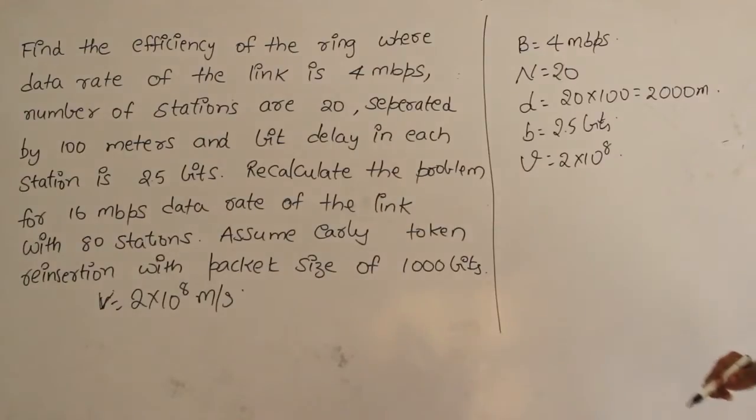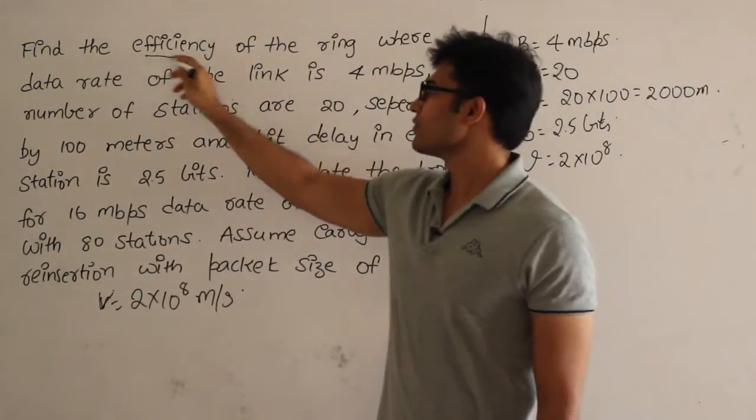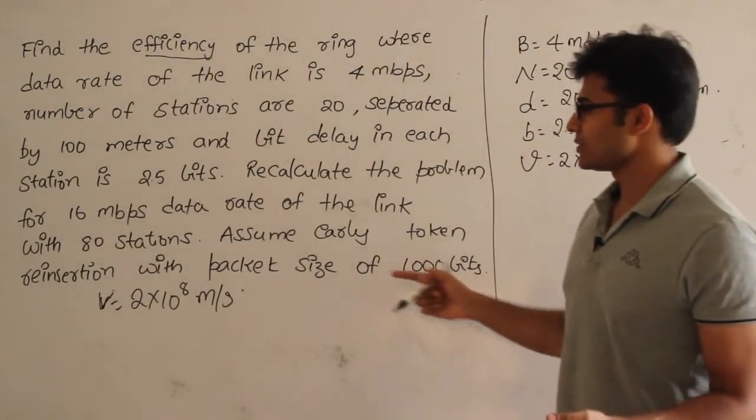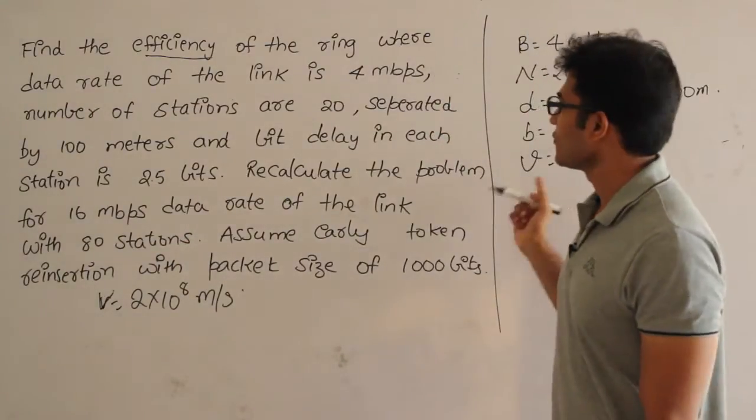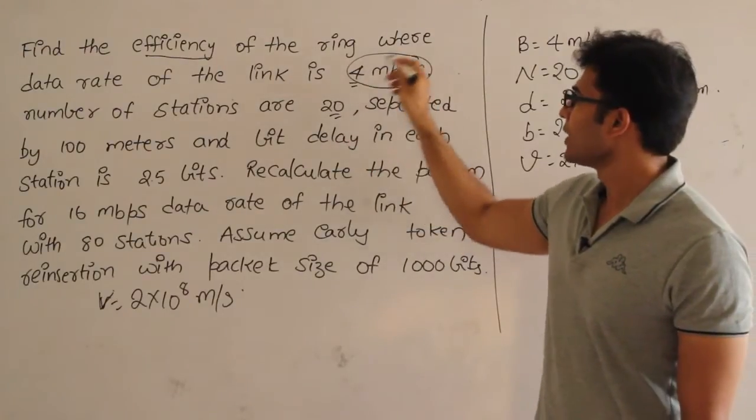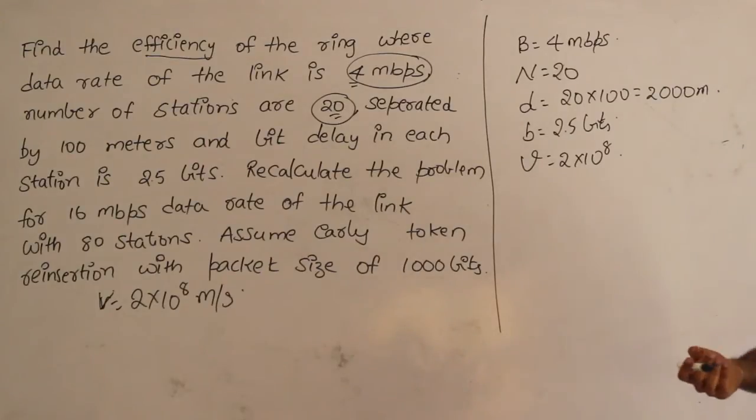Then what they are asking is to find out the efficiency, right? The efficiency of the ring for these parameters, and later they wanted to change the parameters, like bandwidth to 16 Mbps and number of stations to 80. As of now, for this question, the number of stations is 20 and bandwidth is 4 Mbps, and they have given everything that is required, and now we are supposed to calculate the efficiency.